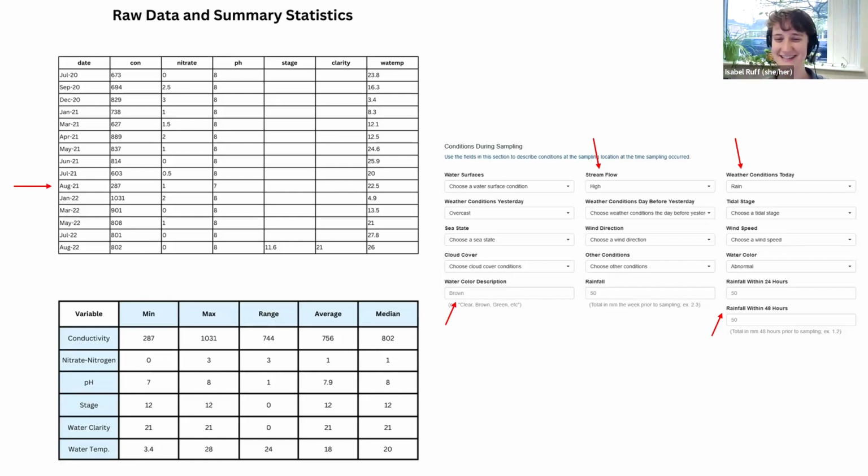So I can see that the stream flow is really high. It rained all day. The water is brown. And this person added the rainfall within the last 24 hours was 50 millimeters, which is almost 2 inches. So no wonder it looks like that. My guess is that it's very geology influenced, and the extra water would be diluting all of those ions and lowering the conductivity there. So we have that interpretation.